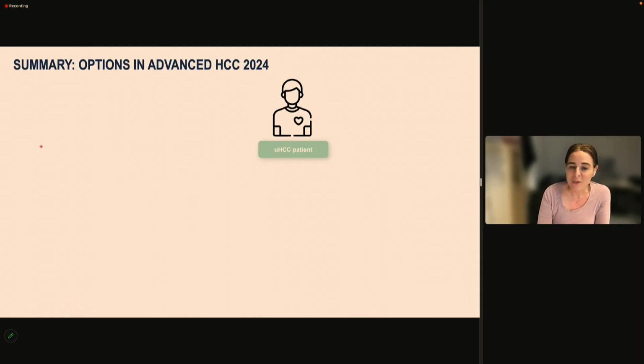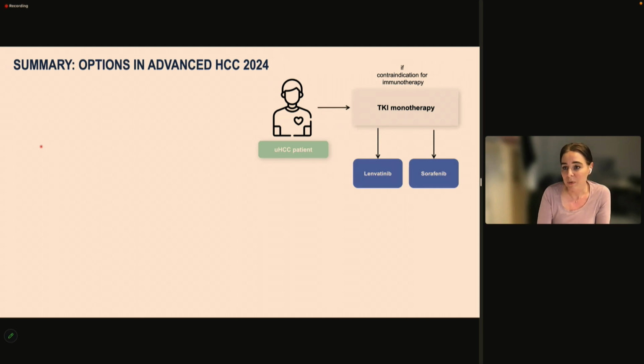So this is my last slide, just to summarize what we've discussed today: if you have a patient with an advanced HCC, if you're choosing the first line of systemic therapy, and if there's a contraindication for immunotherapy, I would go with TKI monotherapy. It's either lenvatinib or sorafenib. We did not really talk about second-line therapies, but I need to mention that formally all the second-line therapies have only been tested after sorafenib in phase 3 settings. And lenvatinib, however, showed non-inferiority to sorafenib with a higher overall response rate and higher PFS rate.